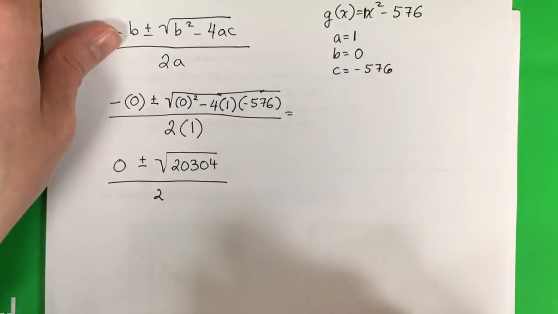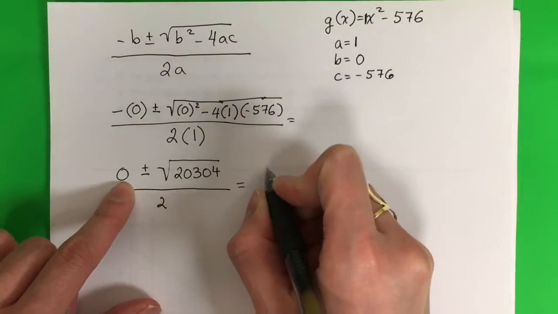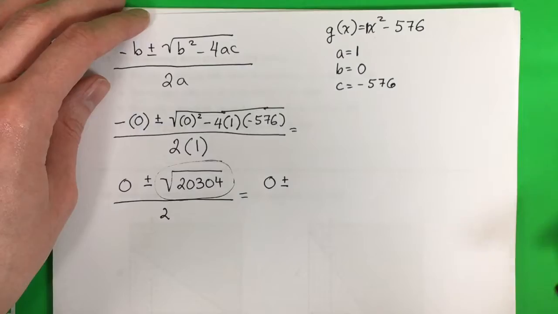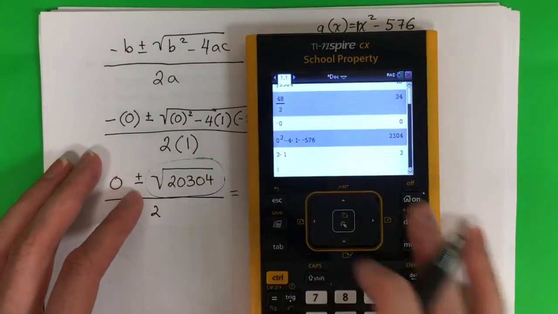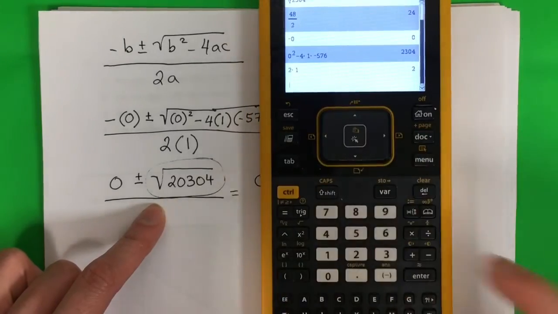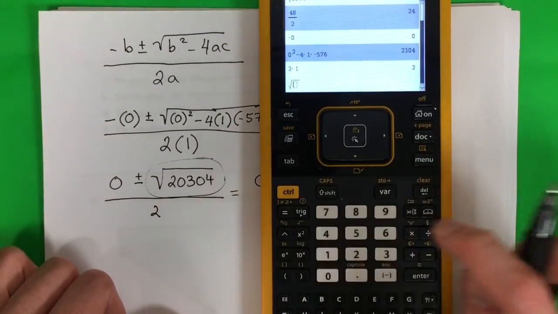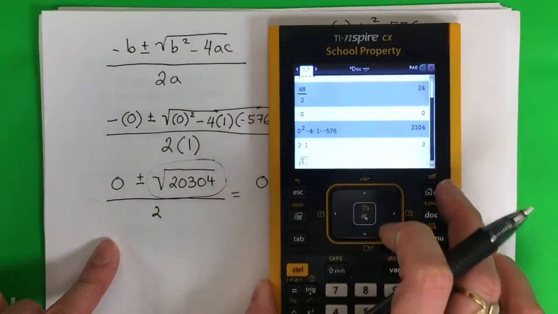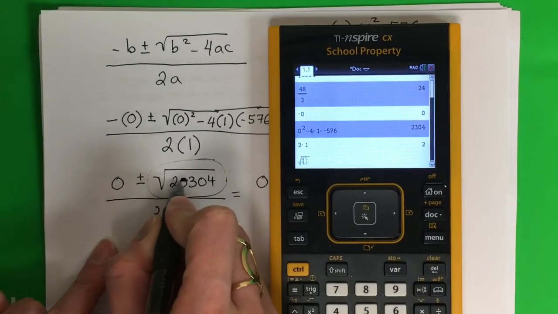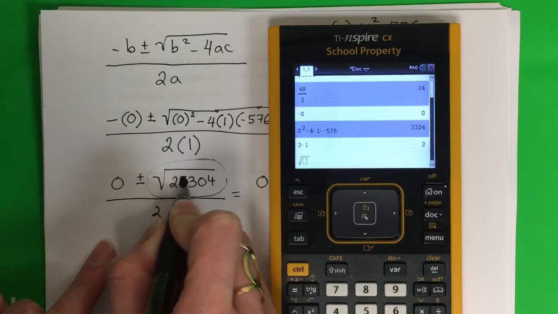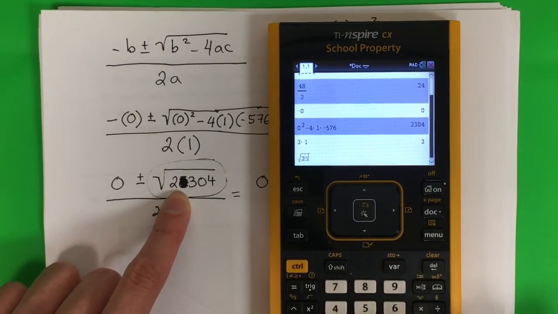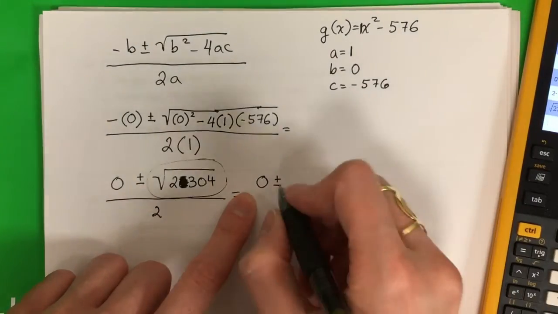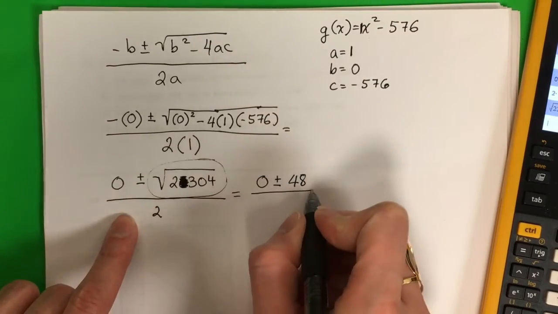Okay, now I'm going to do 0 plus or minus. Let's put this in the calculator right here. Okay, so let's put square root. Square root, that would be control, x squared. Let me show you where it is. This is square root. Oh, sorry, I copied wrong. 2,304. Miss Beruthi made a mistake. There. 2,304. Enter. 48. 48 divided by 2.